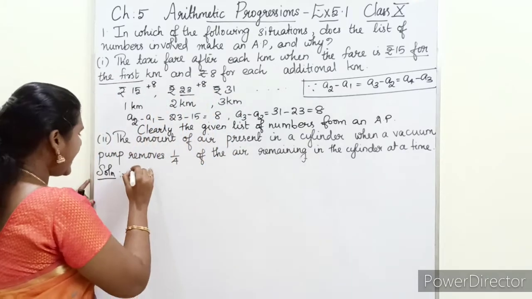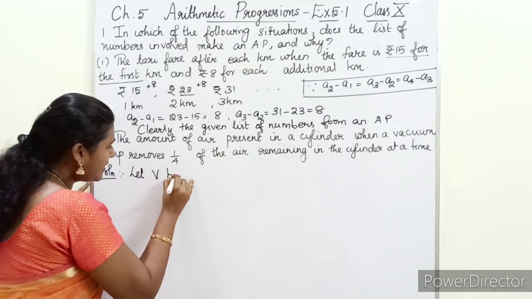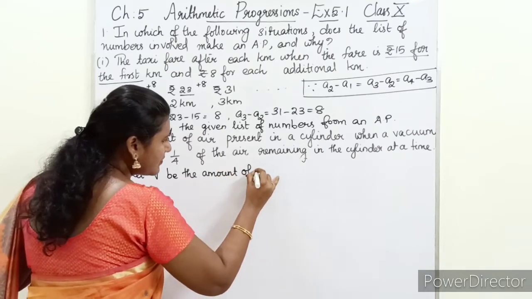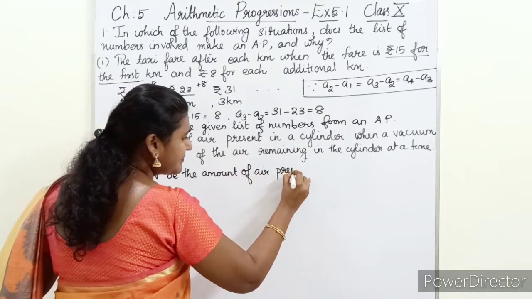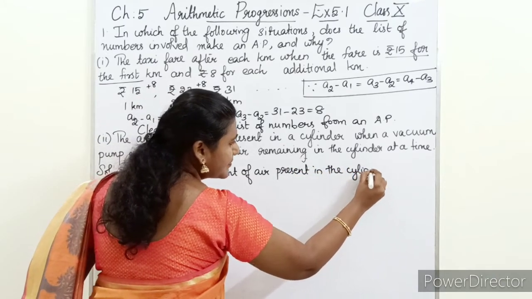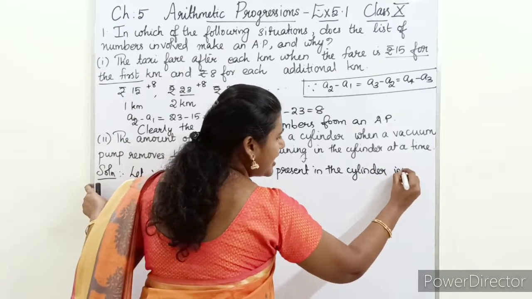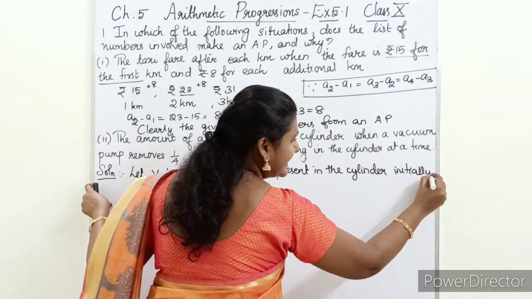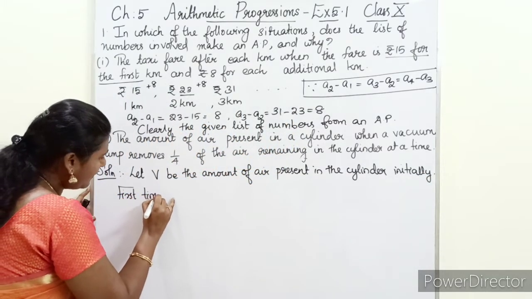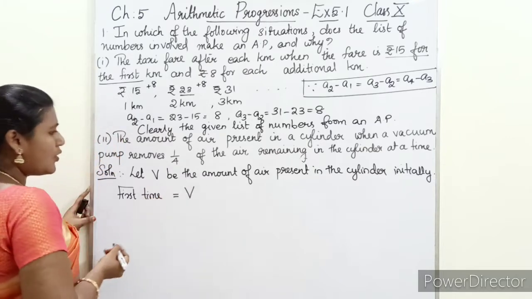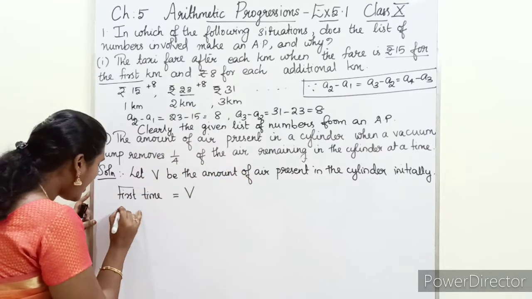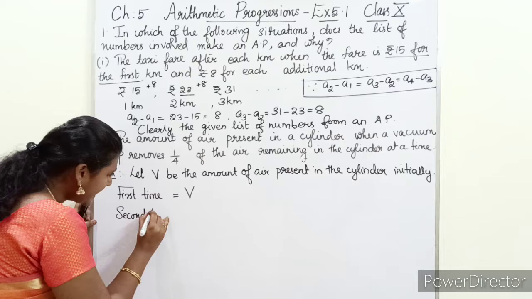Initially, let V be the amount of air present in the cylinder. So this is the amount of air present in the cylinder. The first time, the amount of air in the cylinder is V. If the vacuum pump removes 1/4 of the air, what will be the amount of air the second time?